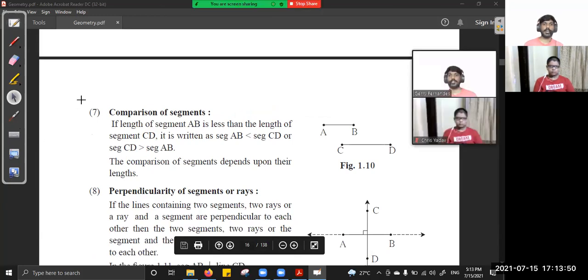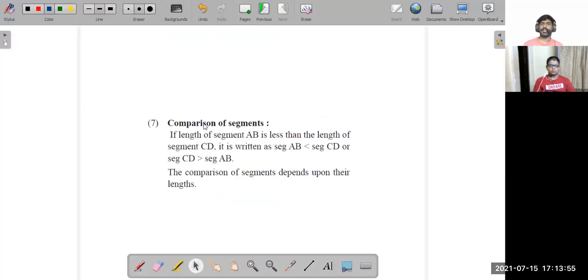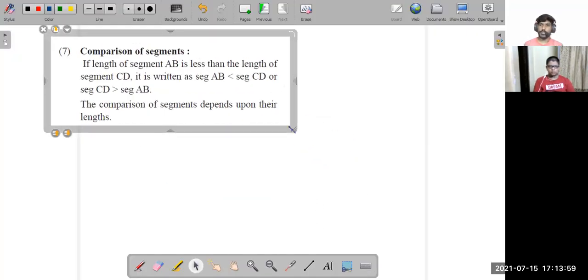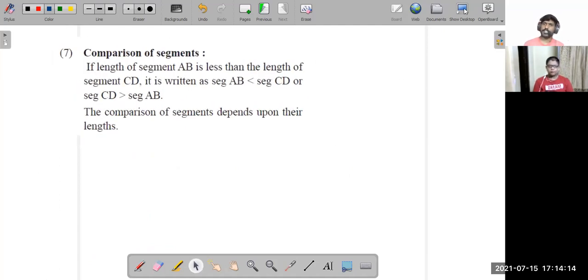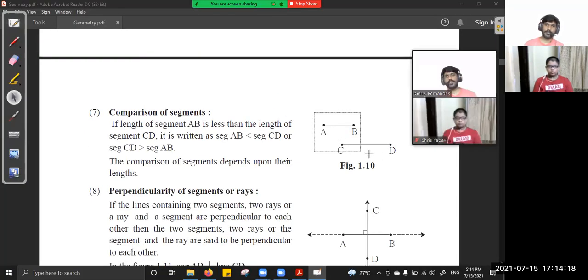Seventh is comparison of segments. Now, by comparison of segments, we mean whether two segments are equal, or from those two segments, which one is greater, which one is smaller. That is the meaning of comparison of segments. Clear? Now, just as you compare numbers, in the exact same way, we compare segments, line segments.